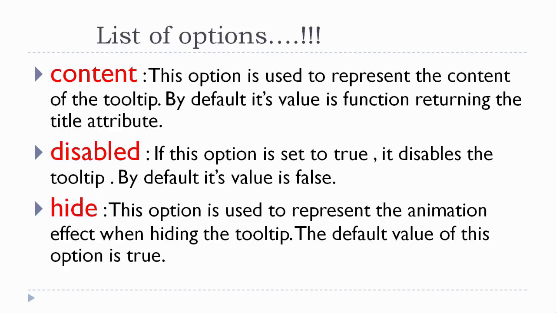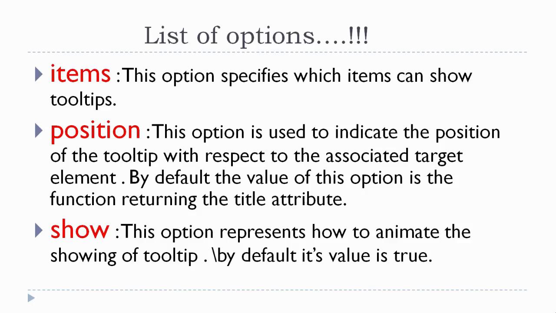Hide. This option is used to represent the animation effect when hiding the tooltip. The default value of this option is true. Whenever you are hiding the tooltip, a particular animation is required, otherwise it will look like just a simple tooltip, so the hide option handles this. Items. This option specifies which items can show a tooltip. Here you can specify that this item can give a tooltip, and then the tooltip will be visible there.